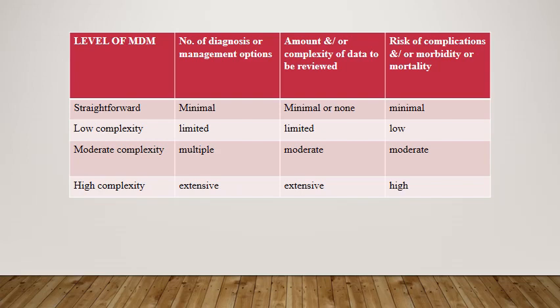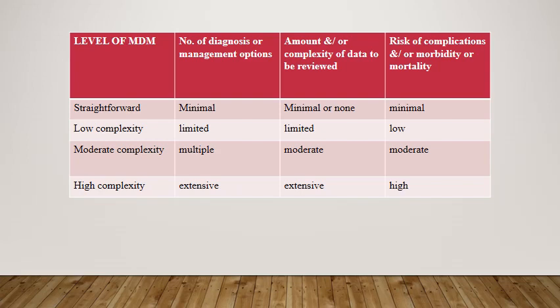Okay, for example, if the problem table has multiple, data table has moderate, and risk table has low, we can consider it as moderate, because problem table and data table satisfy the moderate complexity. Similarly, if the data table is limited and risk table is low and the problem table is multiple, we can consider it as low complexity, because data table and risk table satisfy the low complexity. Okay, so if all three are the same, go to the same level of MDM. If two are the same, you can take that particular level of MDM.